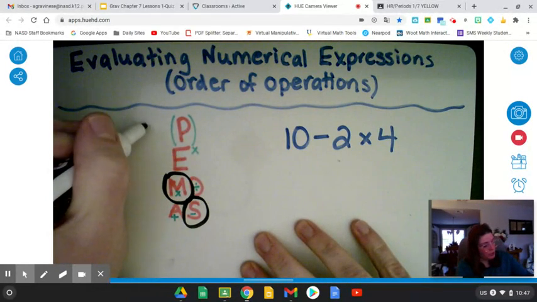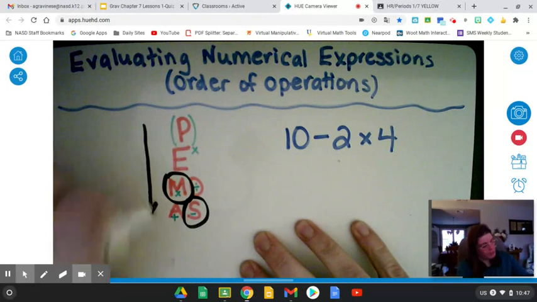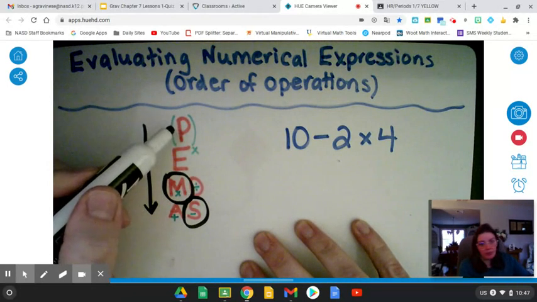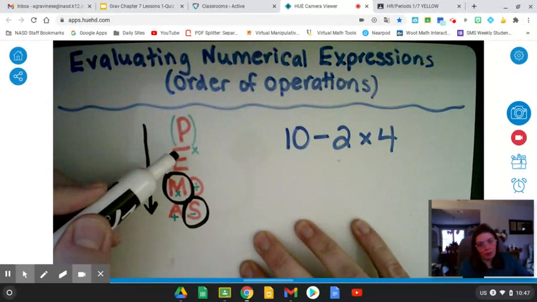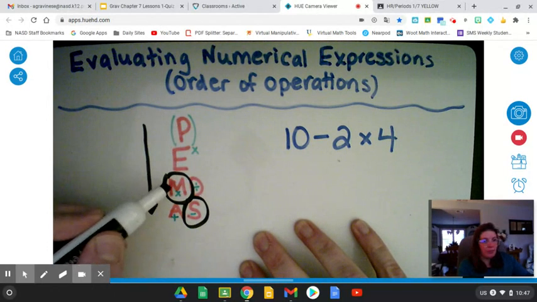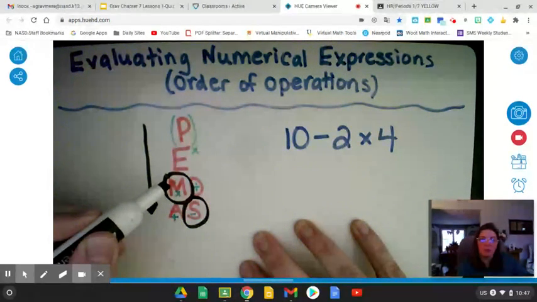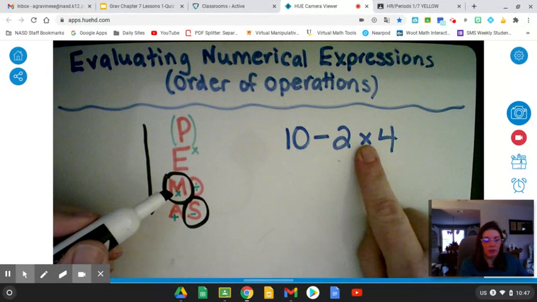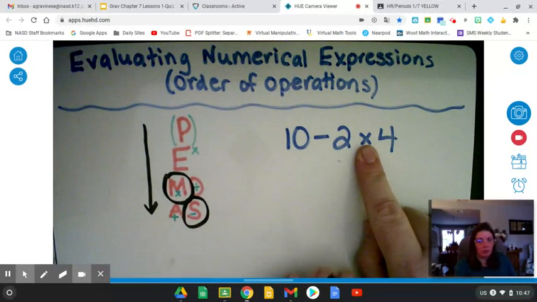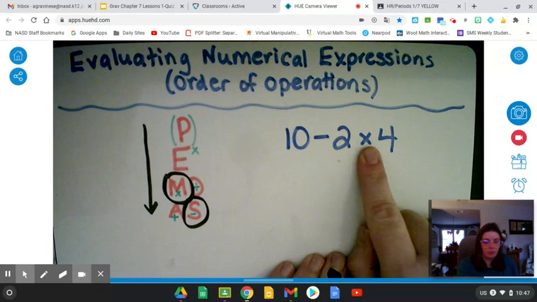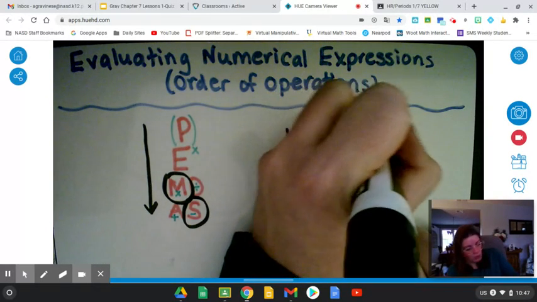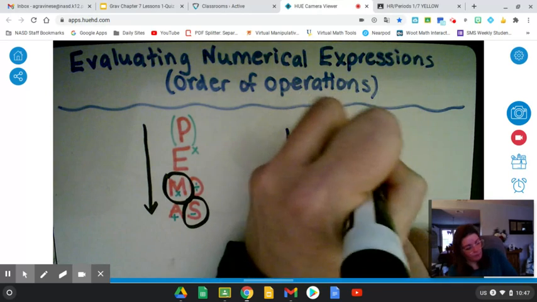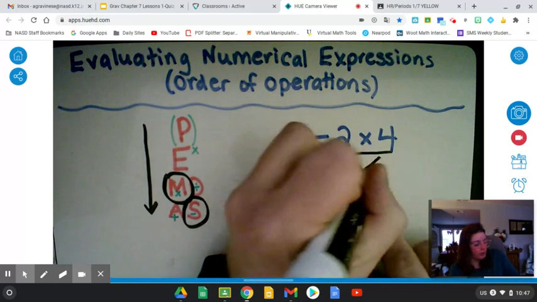And I would always start with parentheses and work my way down. Well, I don't have any parentheses or exponents. So the first operation I begin with is multiplication. That means I have to use the multiplication first and the numbers that surround it. So what's being multiplied? 2 times 4. 2 times 4 equals 8.